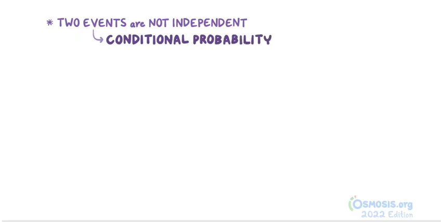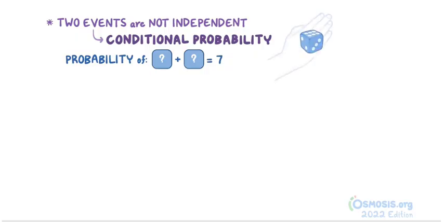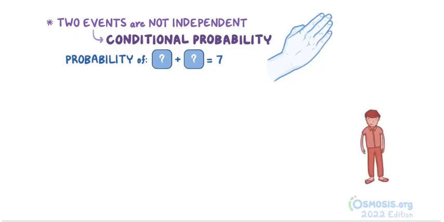On the flip side, if the two events are not independent, then the occurrence of one event affects the probability of the other event, and this is called conditional probability. For example, let's say you want to figure out the probability of rolling a combination of two dice that add up to 7. So you roll two dice, but this time you keep one of the dice hidden under your hand and you show the other die to your friend, who tells you that it's either a 5 or a 6.